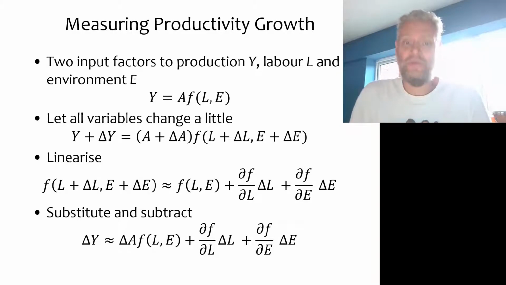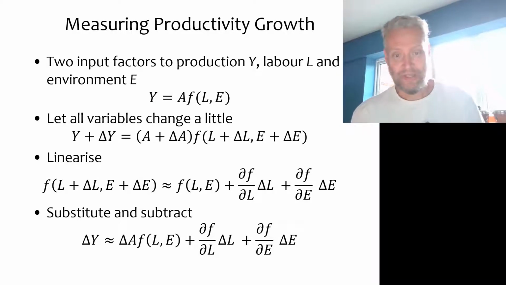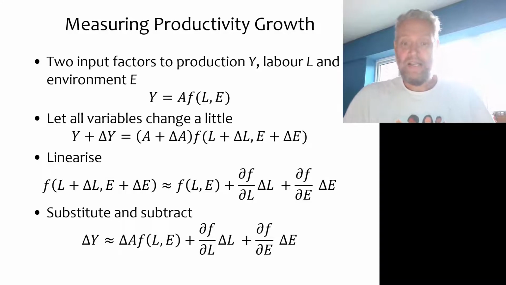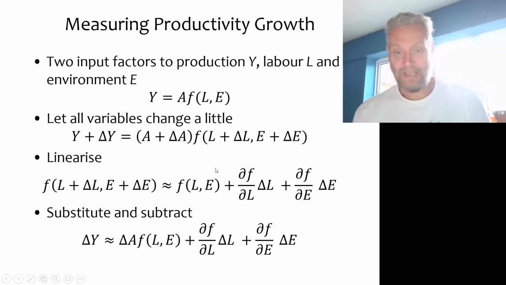Now we're going to change all inputs by a little bit. So we add delta A to A, we add delta L to L, we add delta E to E, and then as a result GDP goes up by delta Y. Then we're going to linearize our production function in the disturbed point.